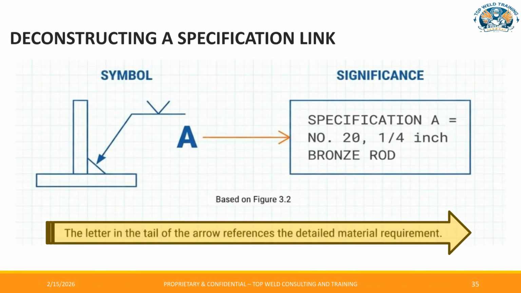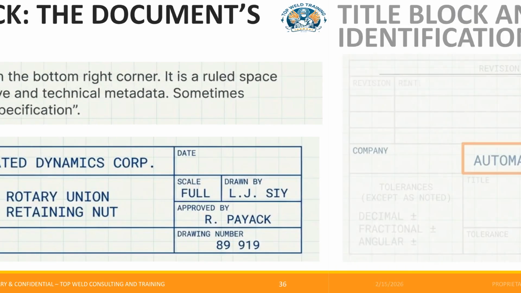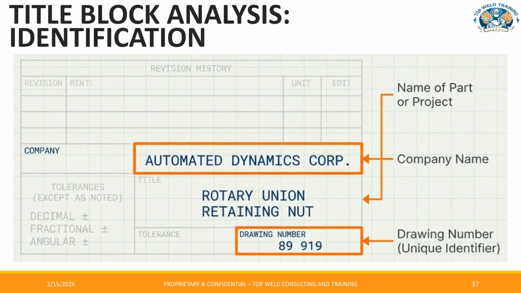Deconstructing a specification link requires careful attention to detail. Every reference standard or material callout acts as a mandatory instruction that must be followed for structural integrity. The title block is the document's identity. It provides the foundational information needed to identify the print, understand its origin, and verify its status within the design process.